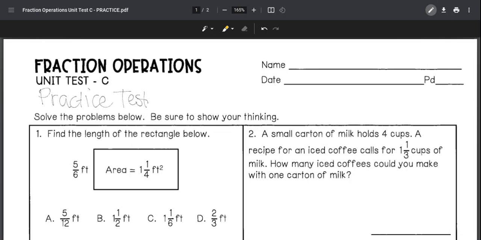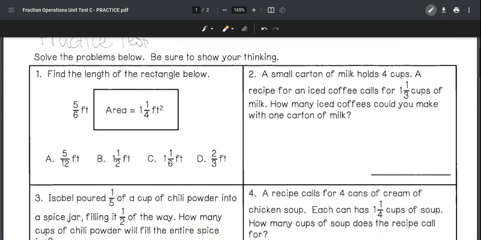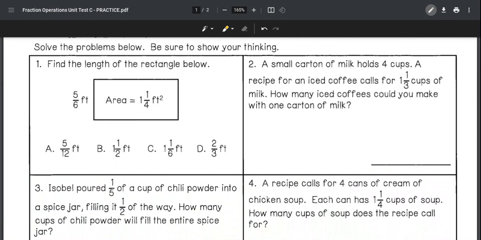All right, number 1, find the length of the rectangle below. They gave us our width, we have the area. I know area equals length times width. So since they gave us the final answer and one of the dimensions, I'm going to take our final answer, 1 1/4, and divide it by our width, 5/6, to find our length, that missing measurement.